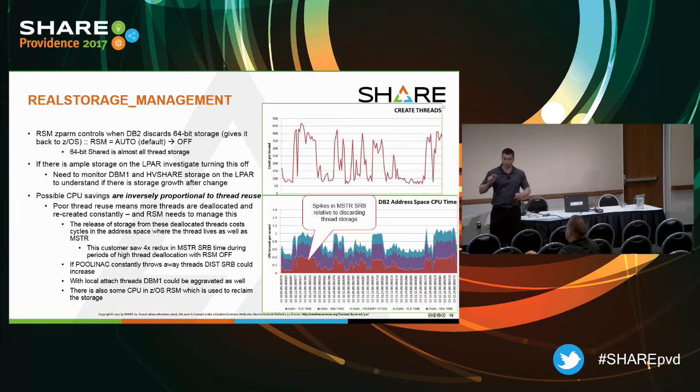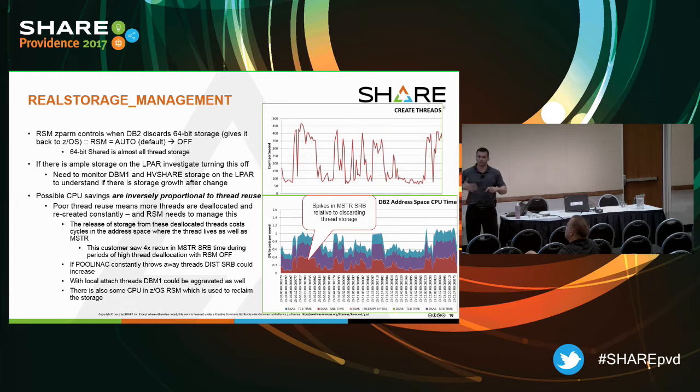So here's an example of when it was effective to use. If you have ample storage on the LPAR, you did the math from a couple slides ago and you're good to go, turning this off could save CPU, could save master address space SRB time, as well as DIST and maybe even DBM1. It also saves basically what you would call the non-accounted for time as far as z/OS, the uncaptured time. So this is an example. I went to a customer site. They saw a huge DB2 burn.